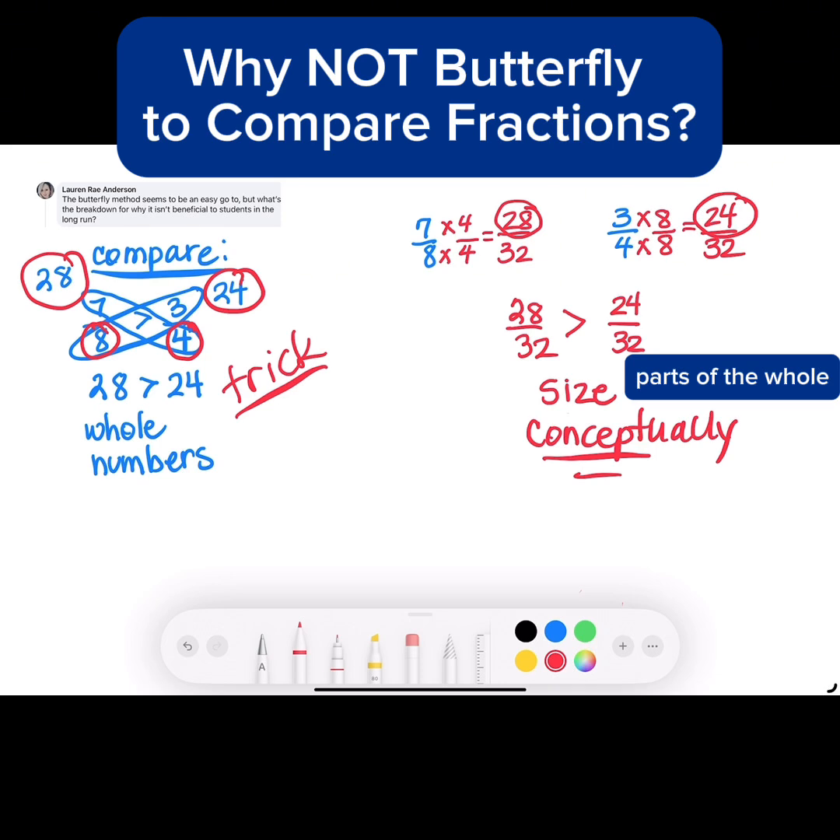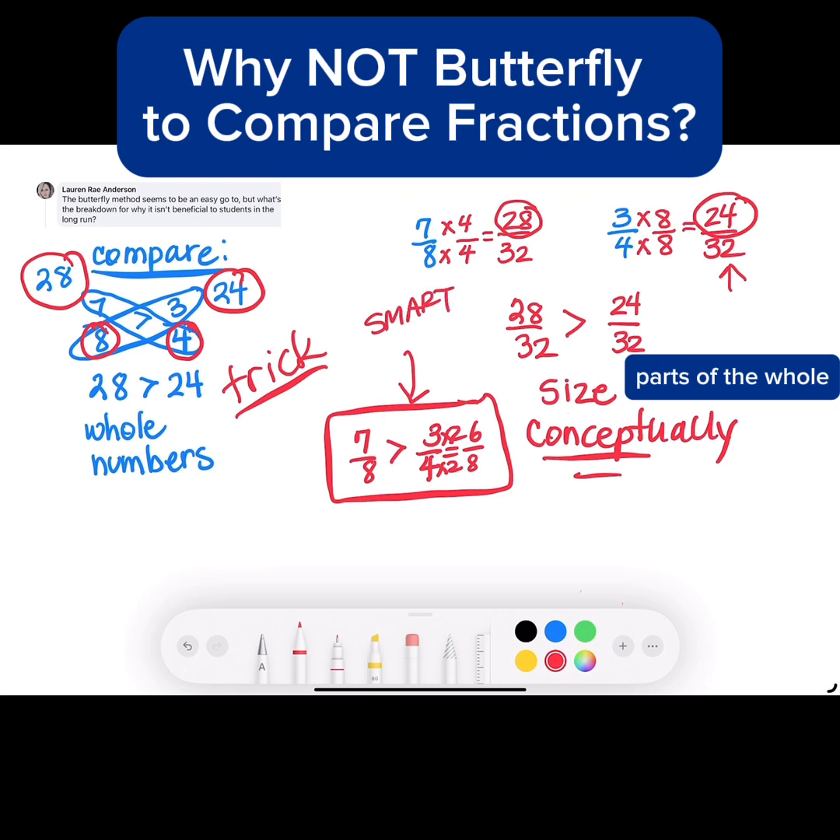So for this example, if we wanted to compare this, we didn't actually have to use the 32nds. We could have done eighths. And this is what it could have looked like if we teach kids conceptually what it is that they're doing. We could have made the fourths into eighths, and so just turn this into 6/8, and we still get the same result. But if we teach a trick, the kids have no idea that they can work smart and still get the same result.